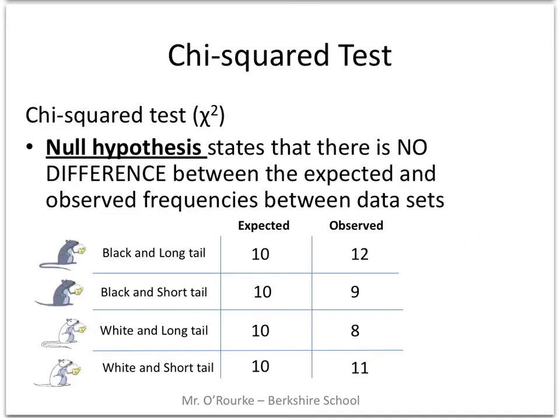So we have categories that are defined by the phenotypes. You are a black and long rat, or a black and short rat, or a white and long rat, or a white and short rat. And that's not a numerical quantity, although we are observing and quantifying the number of those categories that we see.